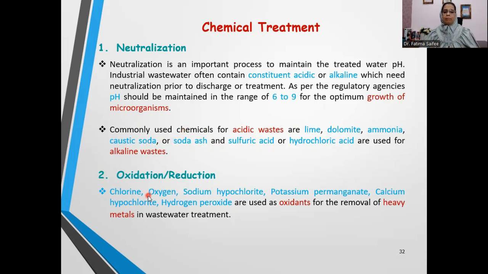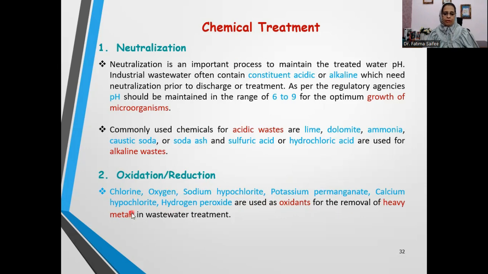Oxidation reduction. What will happen here? There is a process of oxidation and reduction as a chemical reaction. A compound can be oxidized or it can be reduced. That means you are supplying the oxygen or you are removing the oxygen. If you're supplying the oxygen, that is called oxidation, and if you're removing the oxygen, that is called reduction. So chlorine, oxygen, sodium hypochlorite, potassium permanganate, calcium hypochlorite, hydrogen peroxide are all oxidants. If you are using these substances, you are oxidizing the compound.